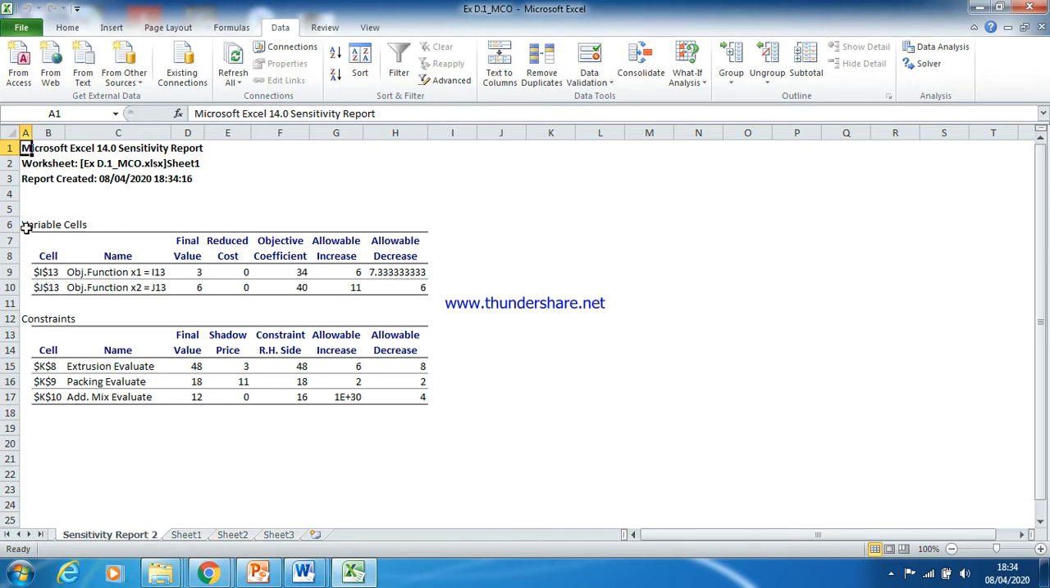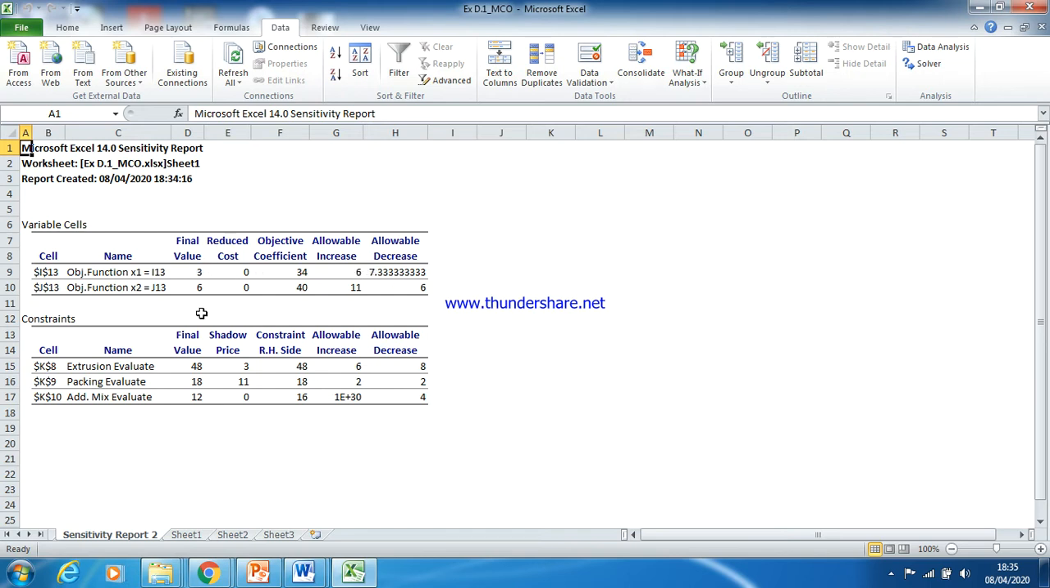If you look at this heading, variable cells, which is your x1 and x2, these are the final values. If you remember, the x1 and x2 come out from the optimal solution. These are the profit for x1 and profit for x2. Now we have allowable increase and decrease. What does this allowable increase and decrease mean? This means that this value 34, which is given to us, can be increased by 6 or decreased by this value. If we increase or decrease this value within these limits, this 3 will not change.